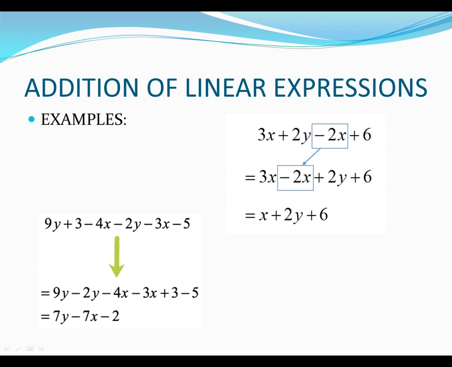Minus 4 minus 3 equals minus 7. If there are two similar signs, we add them and the sign becomes the sign of the bigger value, and here it is minus. Then 3 minus 5: the sign of the bigger value is minus, and 3 minus 5 equals minus 2.